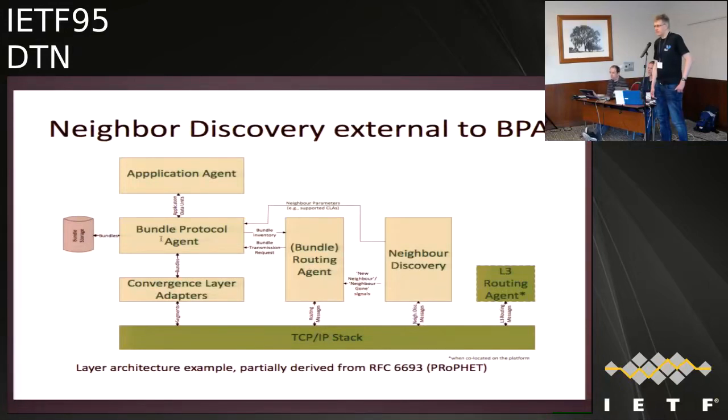Is that simply because your implementation just uses TCP/IP and therefore you don't need it? Or are you proposing that convergence layer adapters should not be used for neighbor discovery? I don't want to make assumptions on the availability of a convergence layer adapter of any type before I have been in contact with my neighbors.